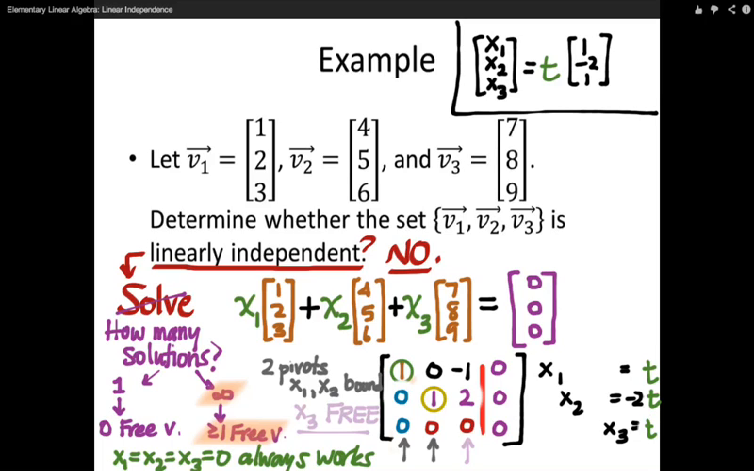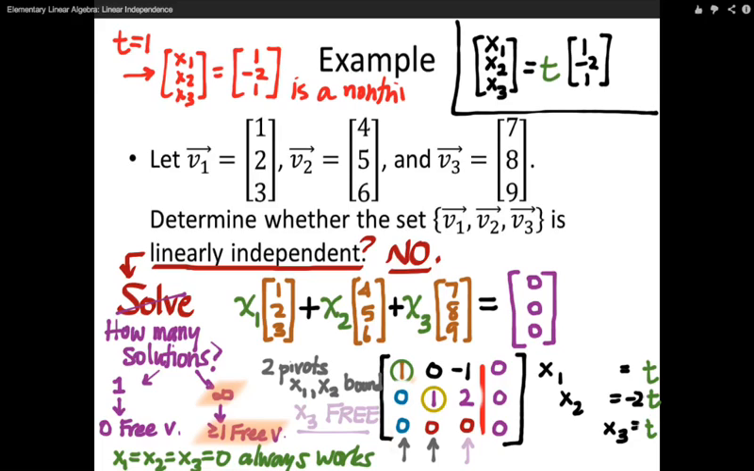And so for any value of t that I pick, I'm going to get a solution just by multiplying that t by the vector 1, negative 2, 1. So let's just pick an easy example. If I pick t equals 1, then I'm going to get a solution that x1, x2, x3 is equal to 1, negative 2, 1. And that's a non-trivial solution. It's not trivial because it's not the 0 vector.